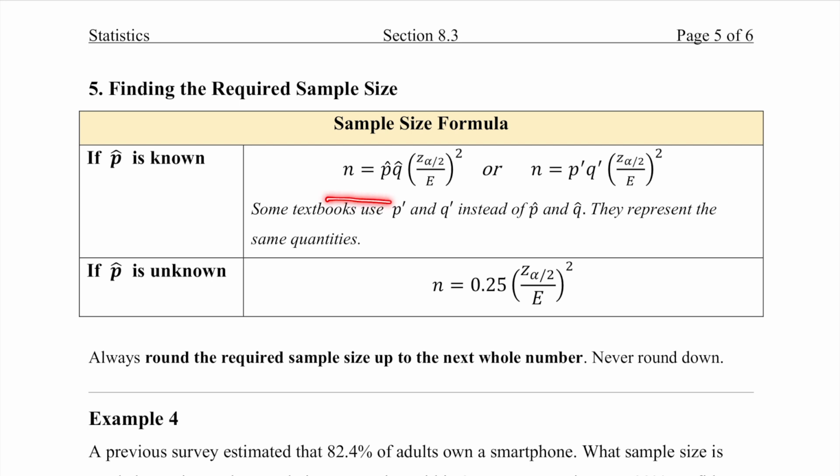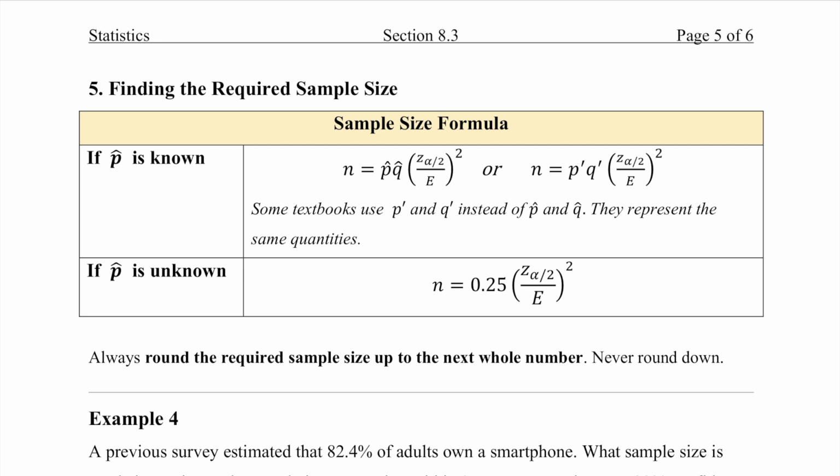Notice that these two formulas are the same. Some textbooks use P prime and Q prime instead of P hat and Q hat. They represent the same quantities, so don't let the notation confuse you. P hat is the previous estimate of the population proportion. Q hat equals 1 minus P hat. E is the margin of error. And Z sub alpha over 2 is the critical value determined by the confidence level.